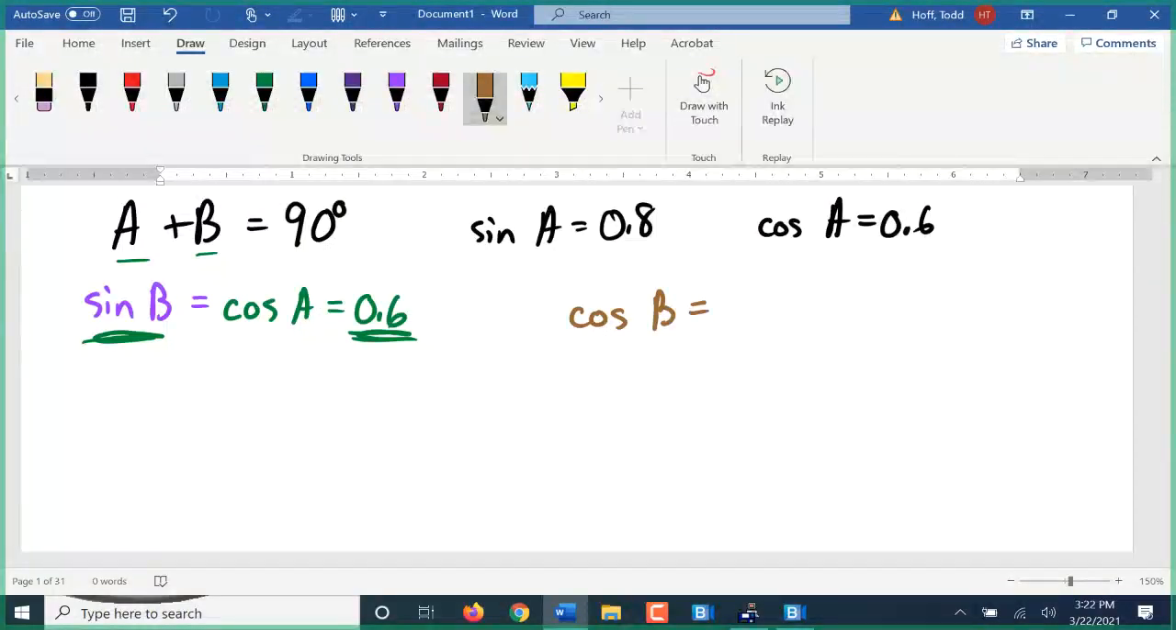Cosine of B, these two, if I square them, will add up to 1. 0.8 squared is 0.64, 0.6 squared is 0.36, that adds up. Cosine of B is the sine of A, right? Okay.